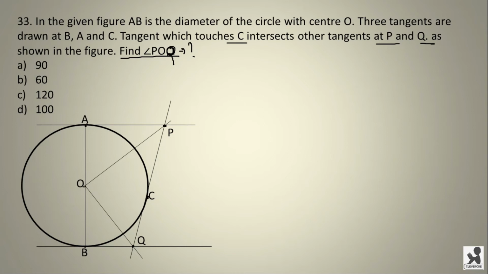If we connect the line OC, we know that this angle is 90 degrees, and again OAP is also 90 degrees, and OBQ is also 90 degrees. Now earlier we have solved a similar kind of problem. If this angle is theta, then this angle is also theta. Similarly, if this is x, this is also x.